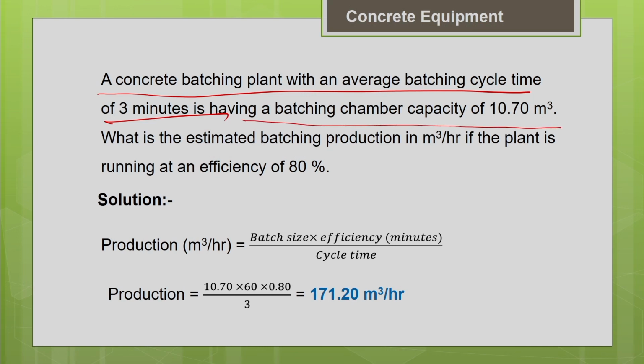Okay. So, the capacity is given, the batch size is given. So, we normally refer to nominal capacity or the batch size only. It refers to the mixed quantity of concrete only. So, 10.7 meter cube is the capacity. So, what is the estimated batching production in meter cube per hour if the plant is running at an efficiency of 80%? So, the plant efficiency is also given as 80%.